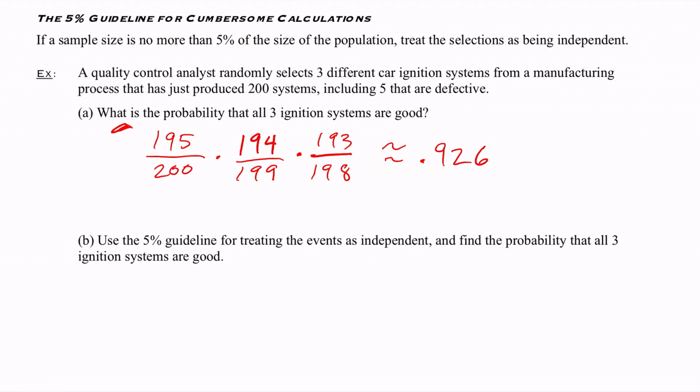Now that's assuming that they're dependent, but in this case, because we had a small sample size, only sampling 3 out of 200, we could actually treat these events as independent events, and it wouldn't really change the probability significantly. So if I'm going to use the 5% guideline and treat them as independent events, let's see how that would turn out. In this case, if they're independent, each time I pick, it'll have the same probability of being good.